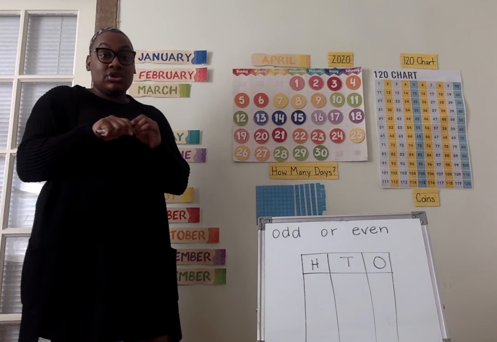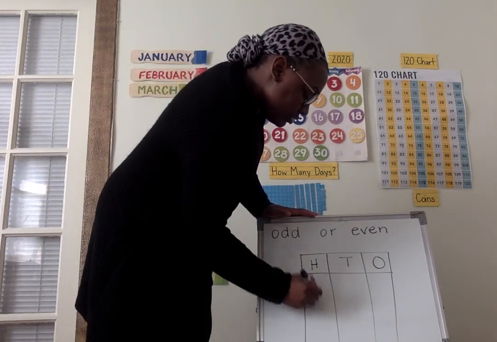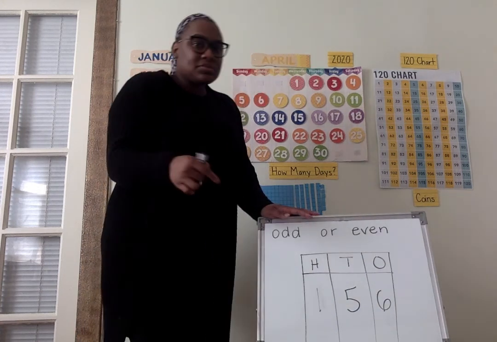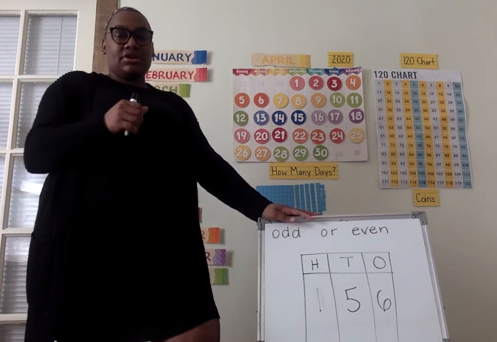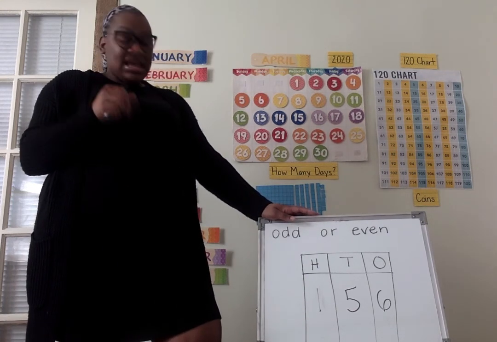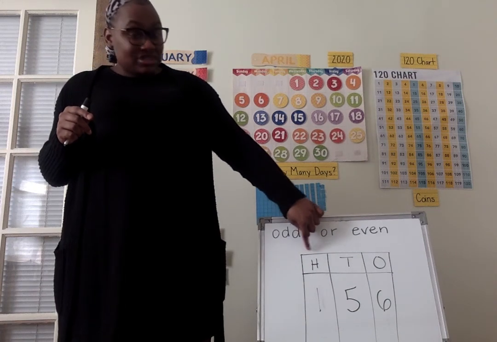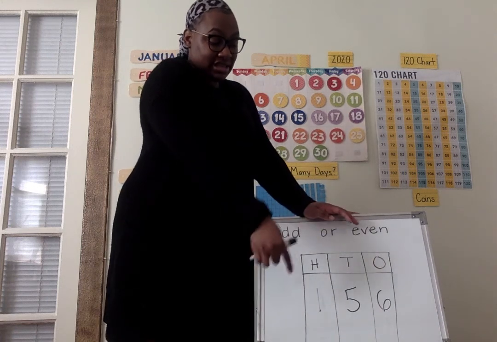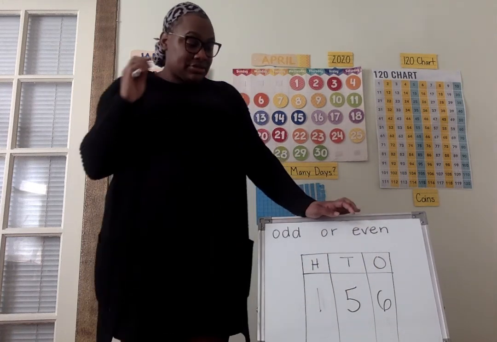So I'm going to go to our hundreds, tens, and ones chart and go ahead and write the number 156. Looking at our number 156, how many hundreds are in the number? I'll give you a hint. You want to look to find the H for the hundreds and see what number is in the hundreds place. So in the number 156, there's 100 because there's a 1 in the hundreds place.